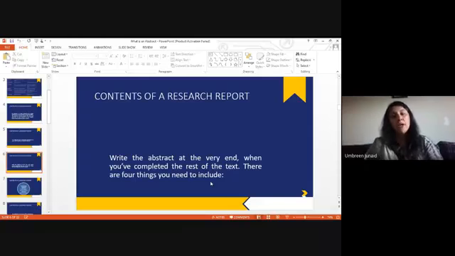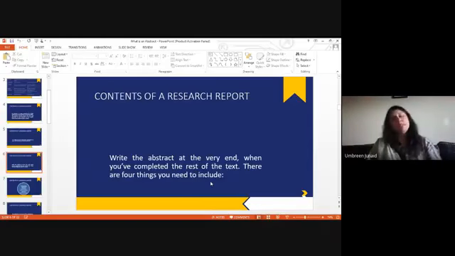Now, what you have to add in the abstract, I will be sharing one abstract of a research report that is done in your university, in our university. We will be discussing that abstract in the end. I will read out that abstract to you, and I will discuss what actually is being written in that abstract.